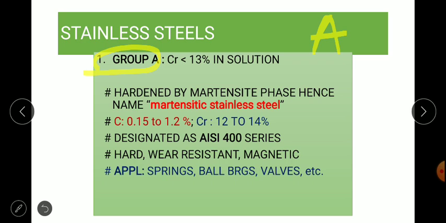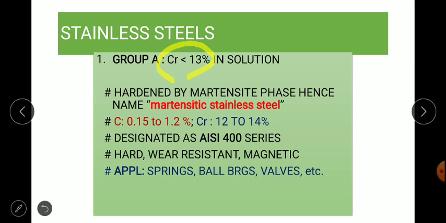Usually it is group A, B and C. So what is the difference between these three? Group A is the first type of stainless steel. Now, how is it classified? It is classified based on the addition of chromium percent. So, whenever chromium is added less than 13% in stainless steel, it is a group A type of stainless steel.